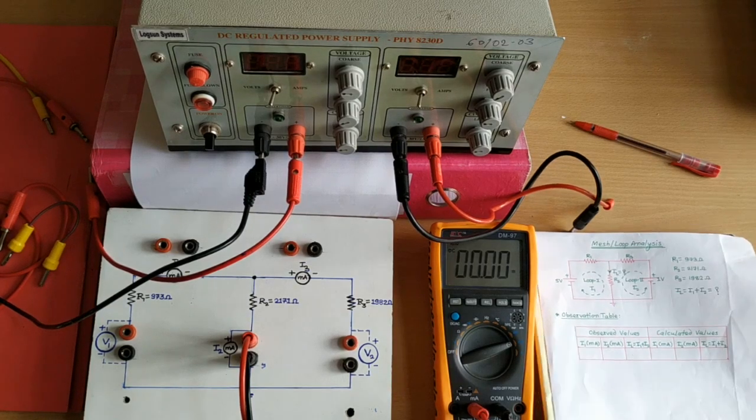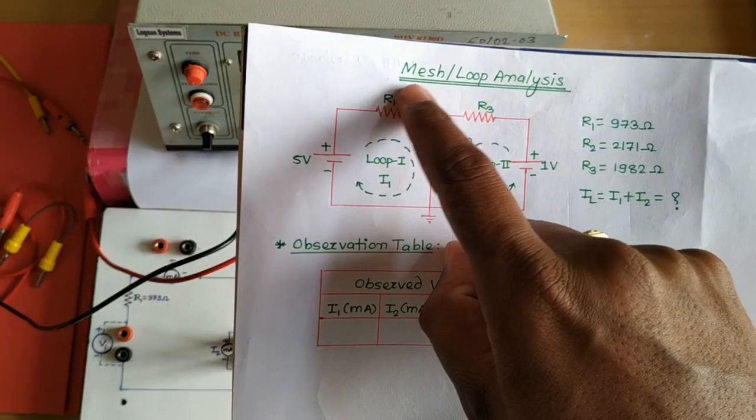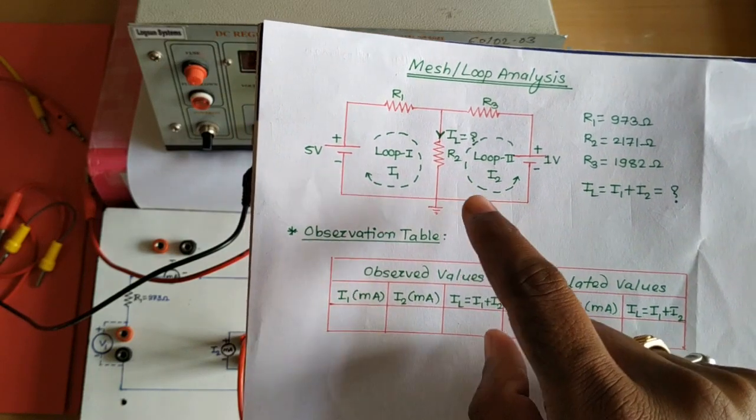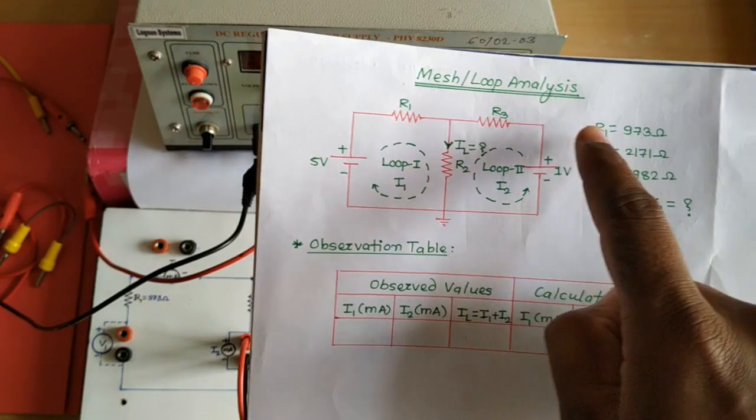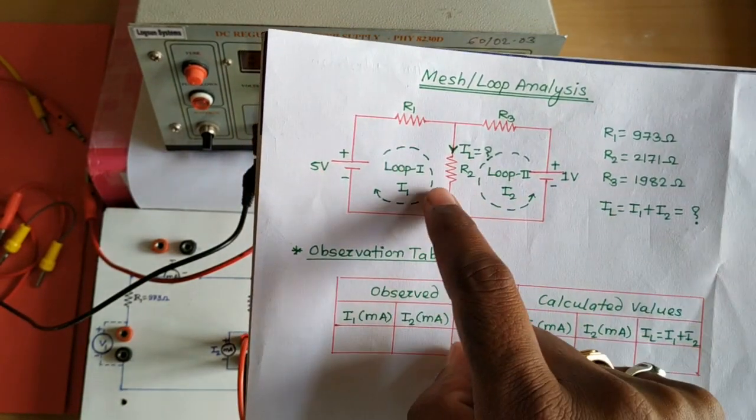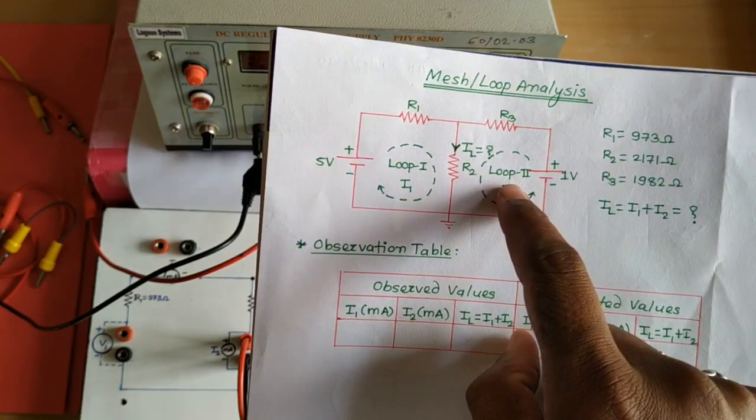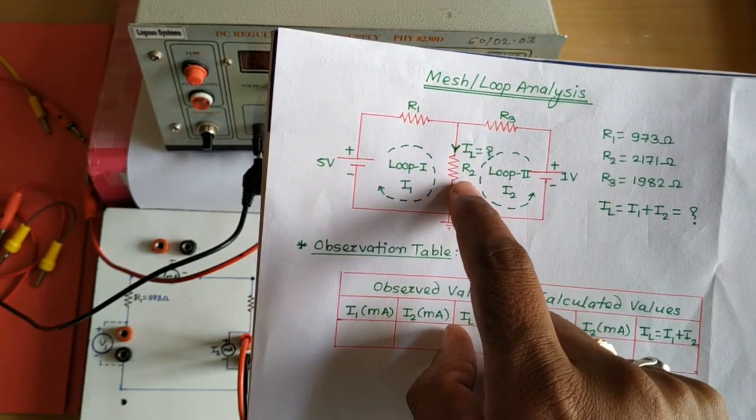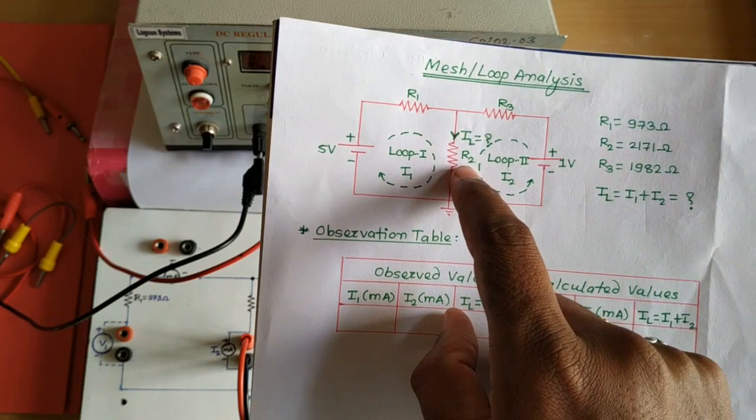Today we are performing an experiment on mesh or loop analysis. By using this method, you can calculate the current flowing through any resistance of any linear network. In this experimental setup, we are using a T-type network, and here we are forming two loops. By using the loop current method or mesh analysis, we want to find the current flowing through this middle resistance. So we have to calculate the current flowing through R2.